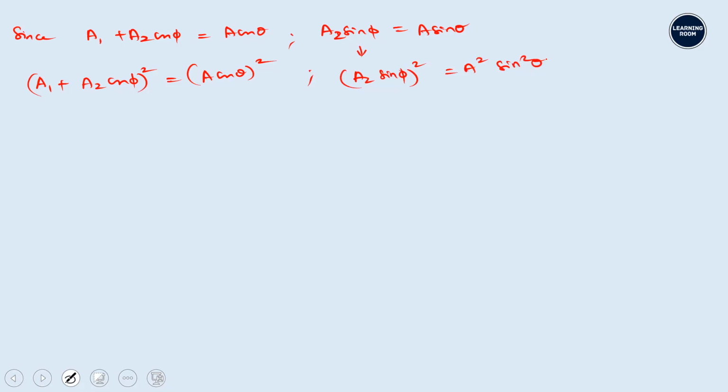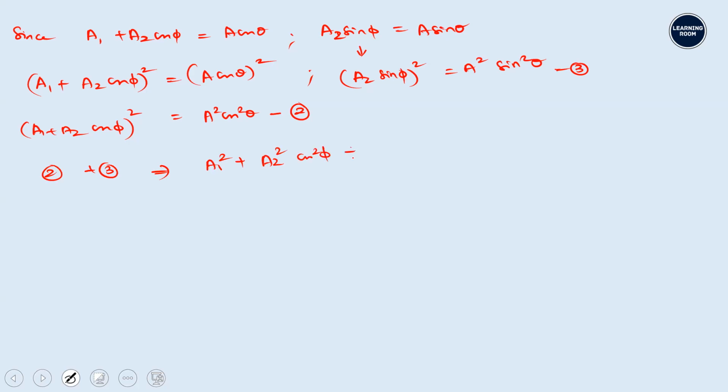Right? So here what do I have? I have A square cos square theta, which is a1 plus a2 cos phi whole square. So A square cos square theta, if I add it to A square sin square theta, I'm going to get A square. And the left hand side will be an expression in terms of a1, a2, and phi. Let's see. Let me call these 2 and 3. When I add the second and third equations, I will get a1 square plus a2 square cos square phi plus 2 times a1 a2 cos phi.